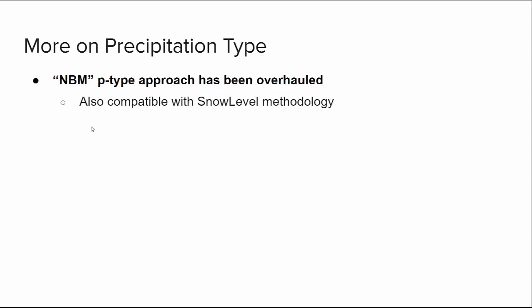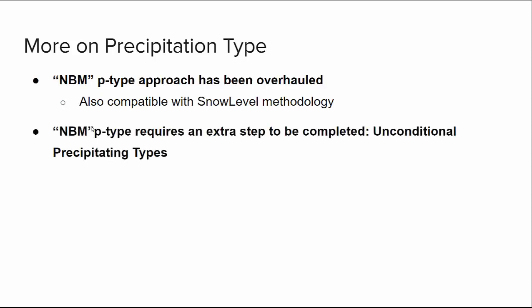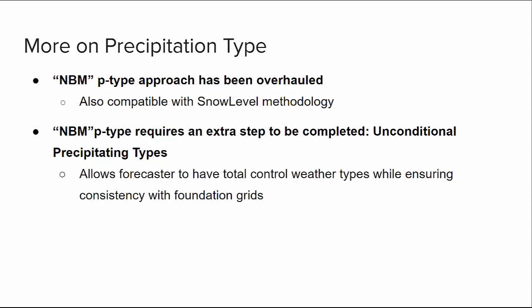So, a little more on precipitation type. The MBM P-type approach has been overhauled again, incorporating lessons learned from Central Region and Southern Region. We've also made it compatible with the snow level methodology. Now, from the lessons learned, the MBM P-type approach requires an extra step to be completed, which is an unconditional precipitation type step. And that's fine. This also allows forecasters to have total control of the weather types, at least those that are precipitating, while ensuring consistency with their foundation grids.